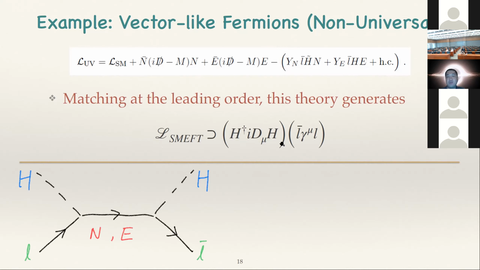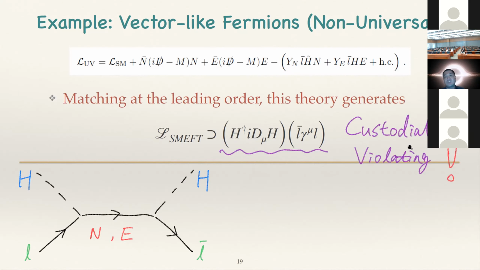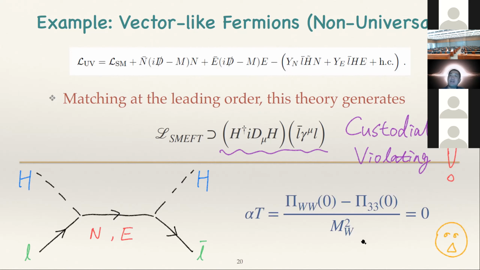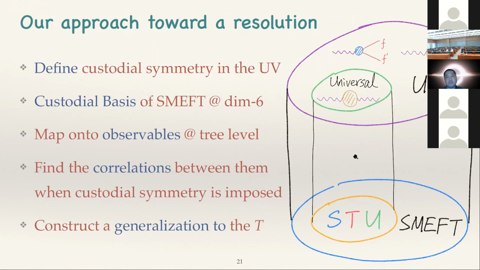This is an operator in the Warsaw basis. From this Feynman diagram, you get this operator. This is a custodial violating operator. This operator violates custodial symmetry, which means this UV theory, this vector-like fermion with this UV Lagrangian, is custodial violating. However, you calculate the Peskin T parameter, alpha T, at zero for this theory. So clearly we see a problem, right? For non-universal theories, the T parameter fails. Oops. So now what to do?